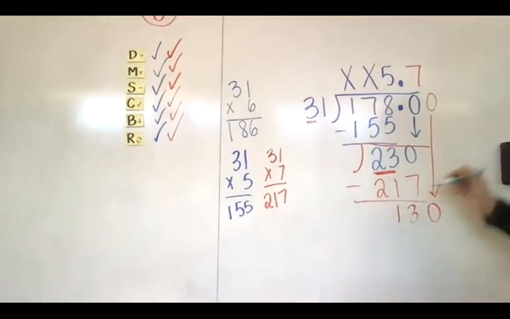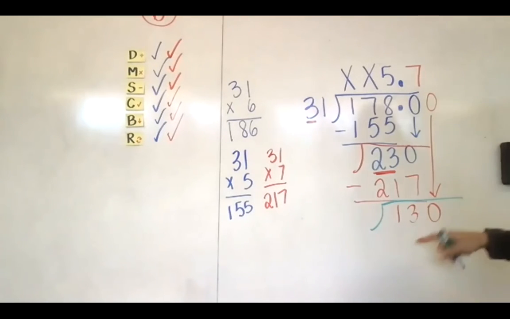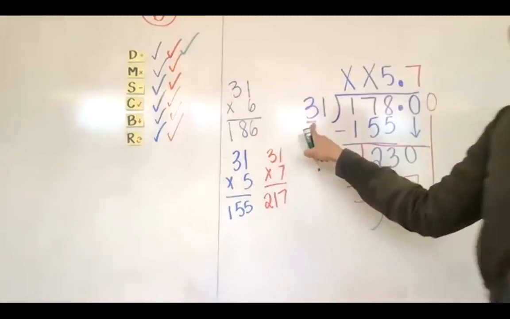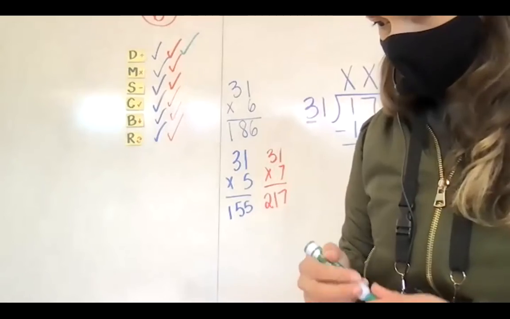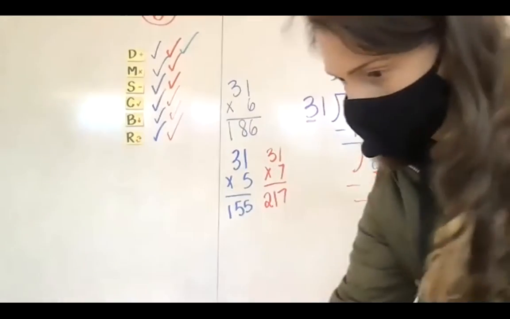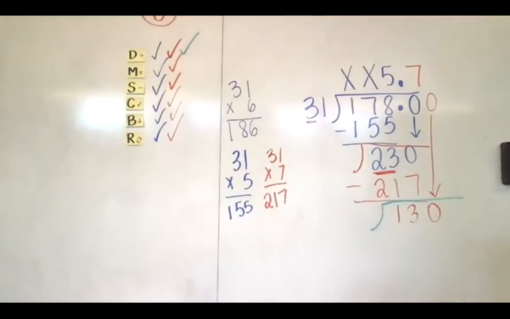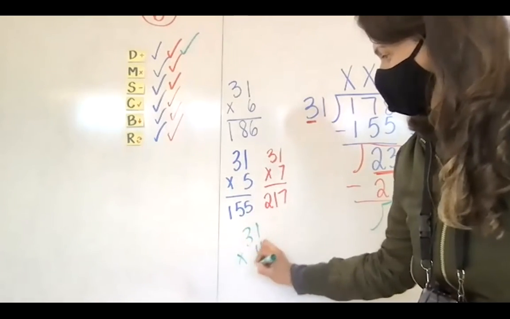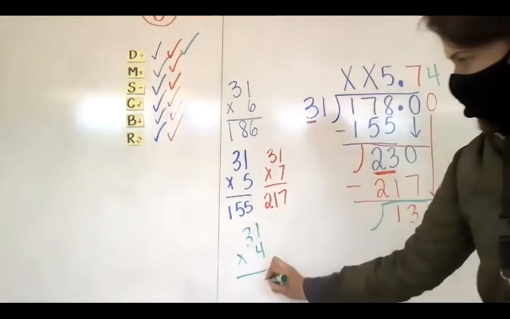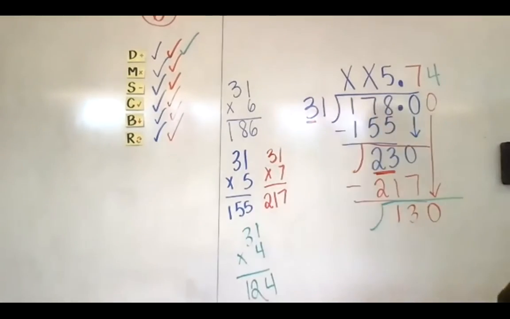I get to use my favorite color now. Green. Okay, 130 divided by 31. It would go in 4 times. Try 4. All right, 31 times 4, let's multiply. 124 actually. Uh-oh, what are we seeing?